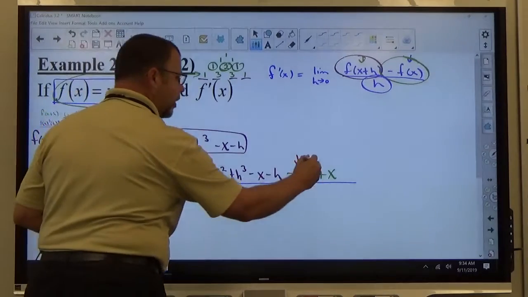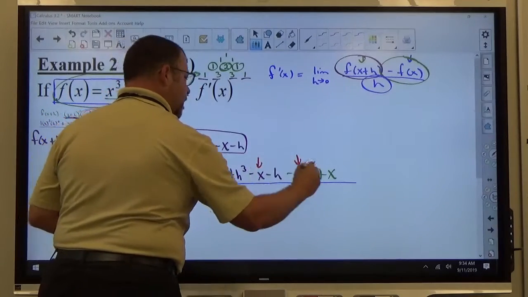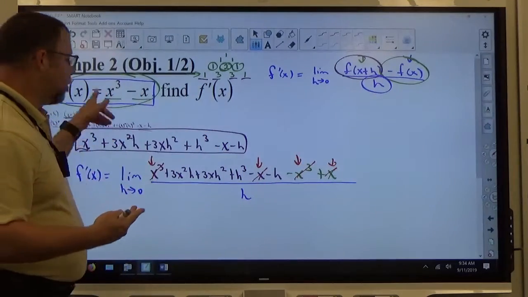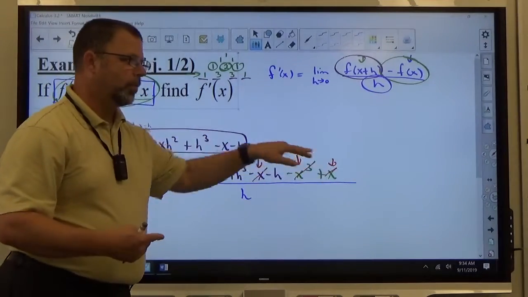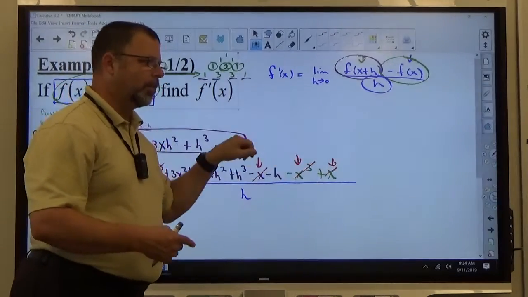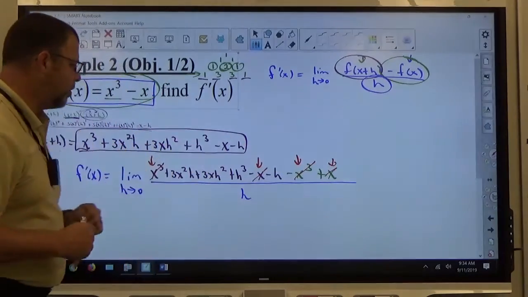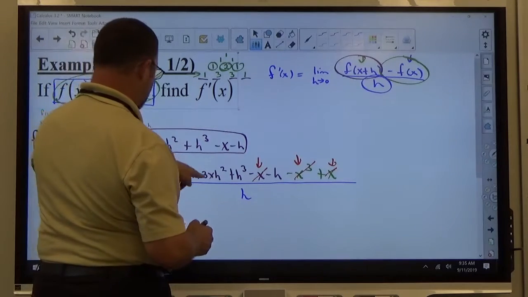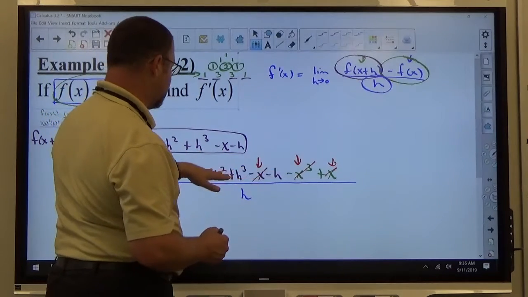So x cubed minus x cubed cancels. Minus x plus x cancels. If that cancellation doesn't happen, chances are you forgot to distribute a minus sign over here. So be careful that if there aren't the opposite signs like that, check to see if all the signs got changed. The remaining terms, negative 3x squared h, 3xh squared, h cubed, and h all contain the letter h.